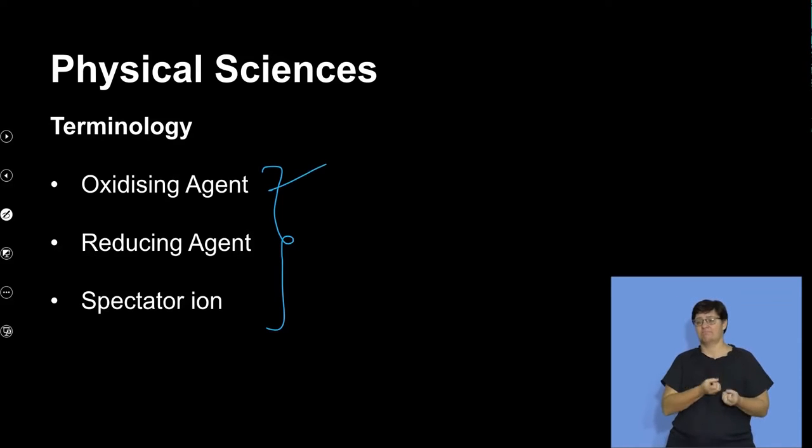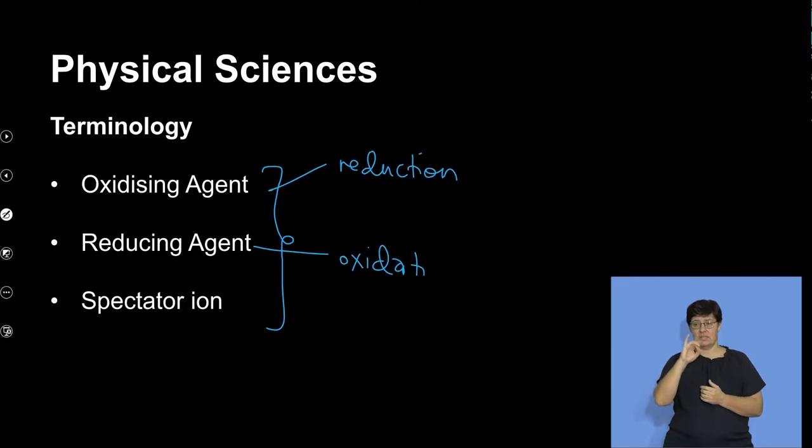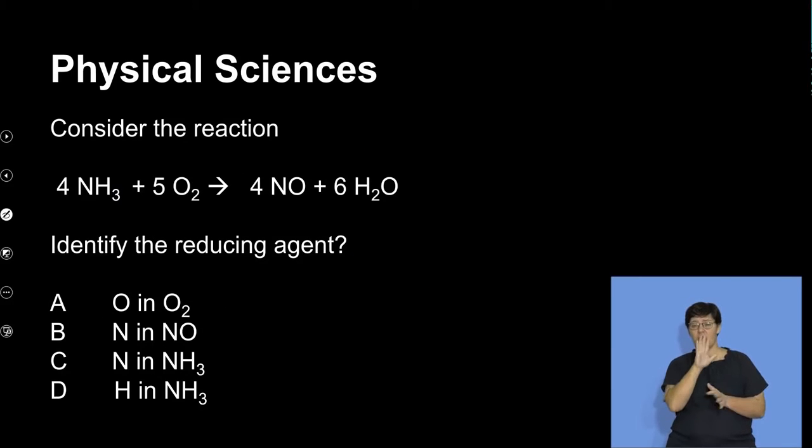So this undergoes reduction, okay? And then this one undergoes oxidation, right? Okay. And then in the follow-up question, very same equation of reaction, identify the reducing agent. What is a reducing agent? It's a substance that undergoes oxidation.